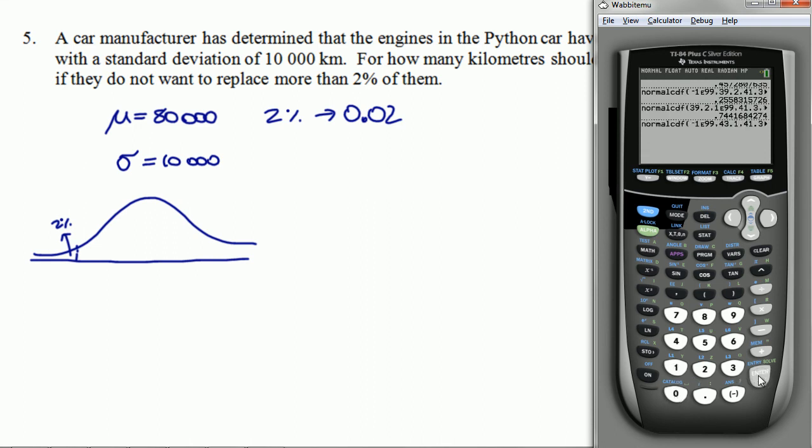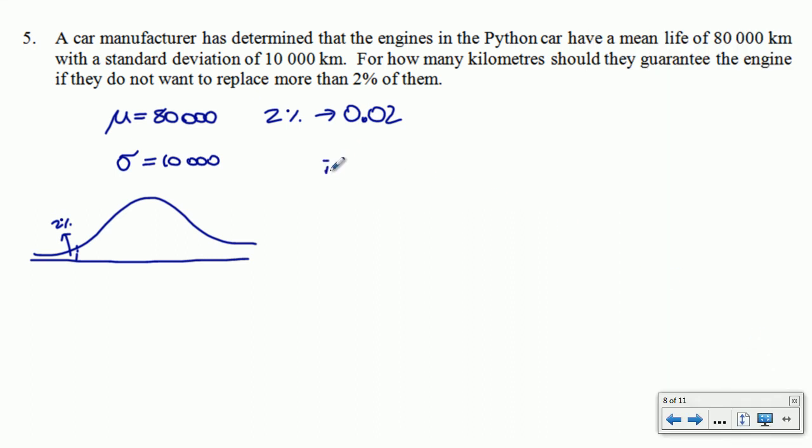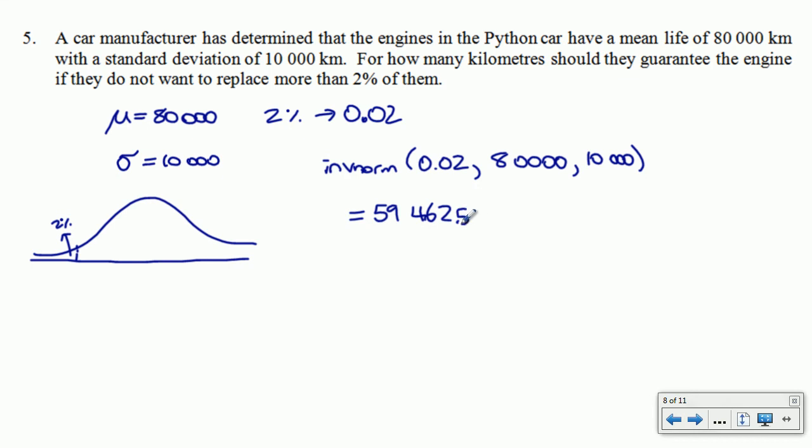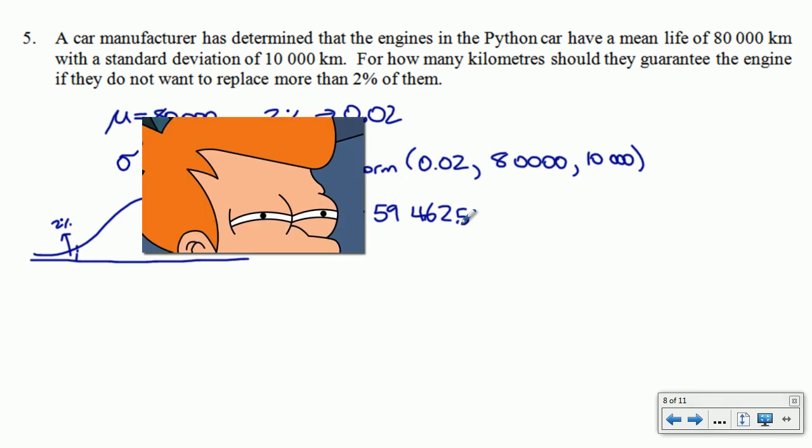So we hit enter a bunch of times, and we find out our upper boundary should be 59,462.5. So let's record what we did. We did INV norm with 0.02, 80,000 was the mean, and 10,000 was the standard deviation. And again, this gave us 59,462.5. So it would be nice to pick a good round number in this case, because consumers might be a little bit wary of such a specific number.